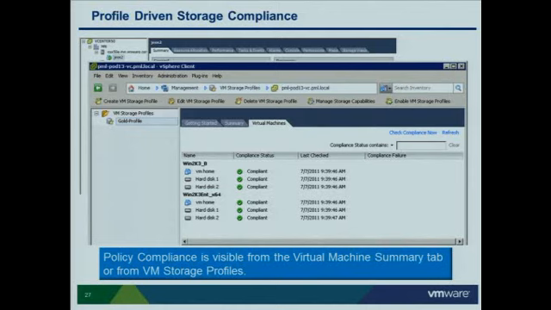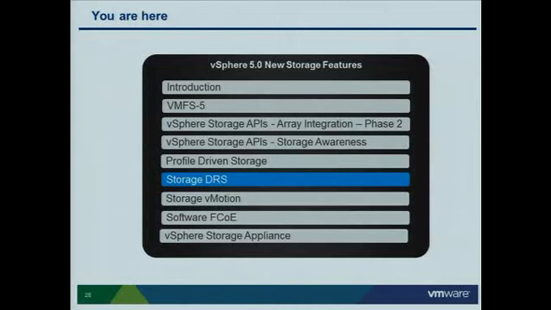The other thing is where you could have multiple VMDKs associated with each virtual machine, obviously. Each of those can be associated with a different profile as well. So you could have a particular set of capabilities that you want your base OS disk to use, and then you might have a different set of capabilities for your data disks.